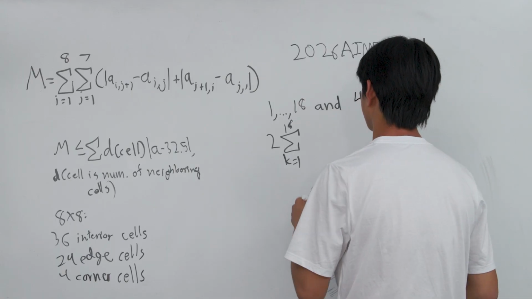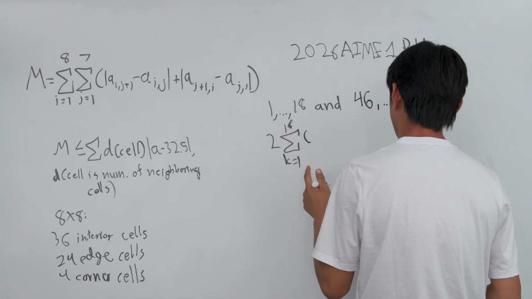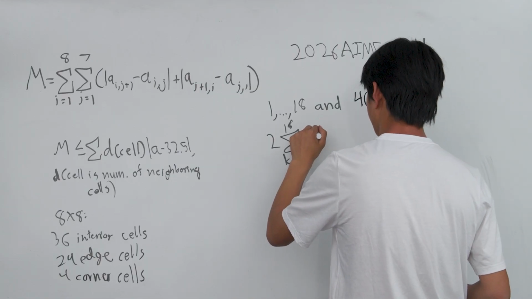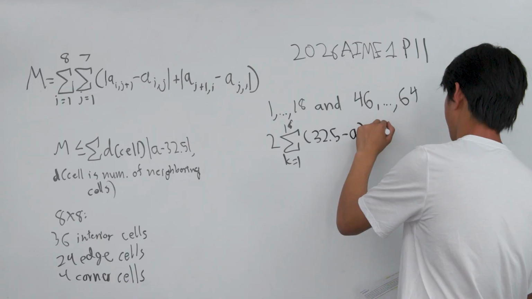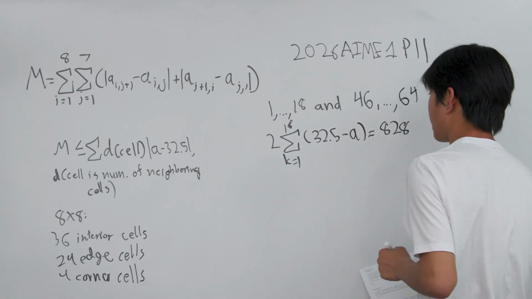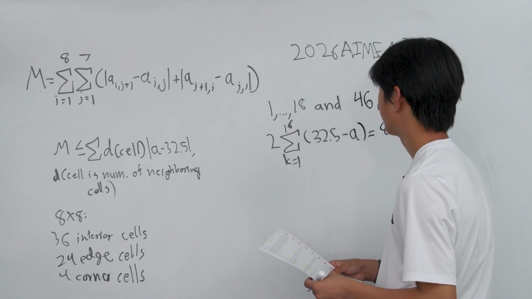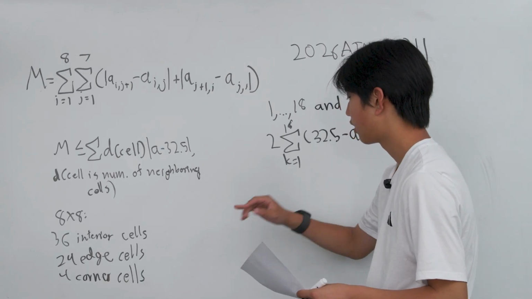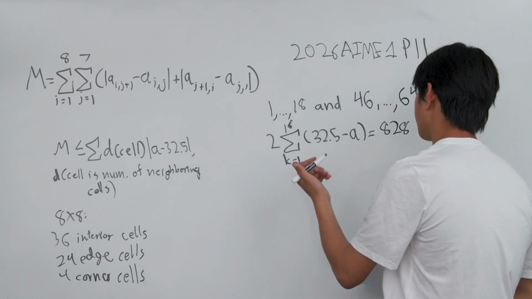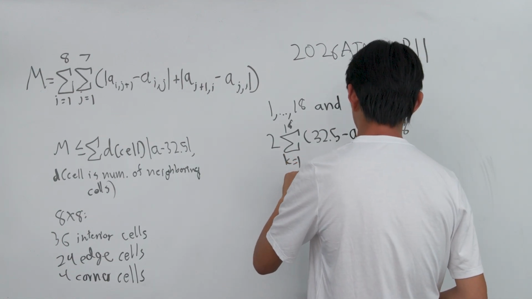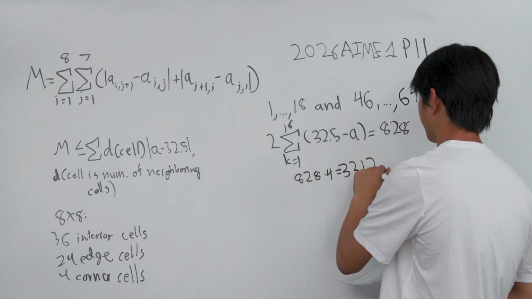So what we can do is 32.5 minus a. This gives us 828. And after that, for the interior cells, there are 4 adjacents, so we multiply this number by 4. So 828 times 4 is equal to 3,312.